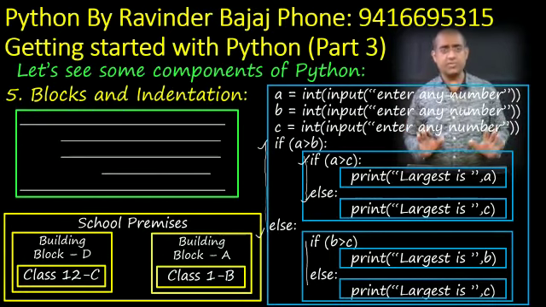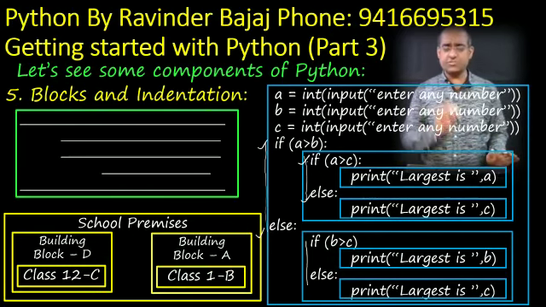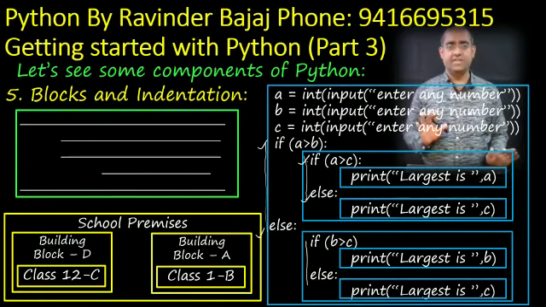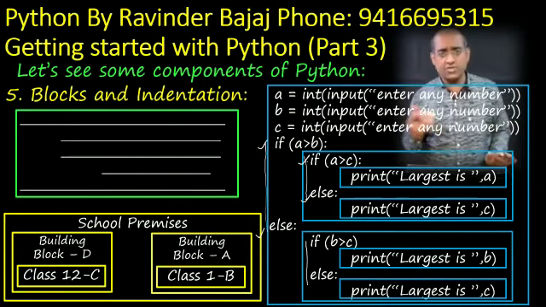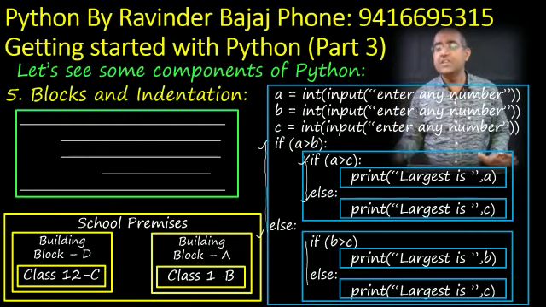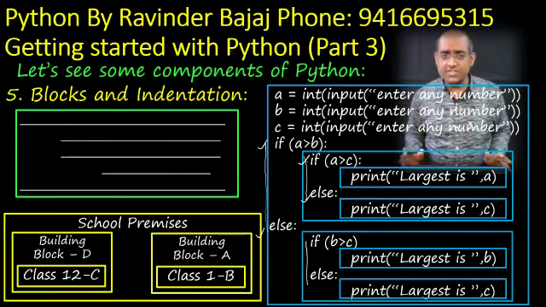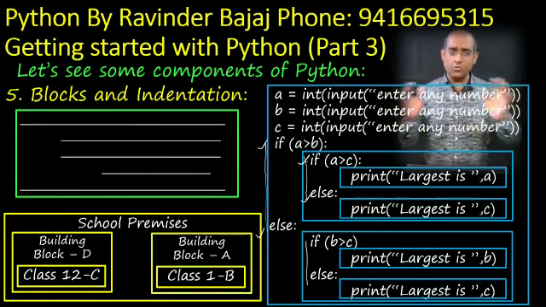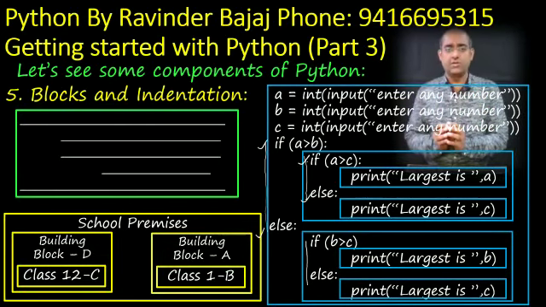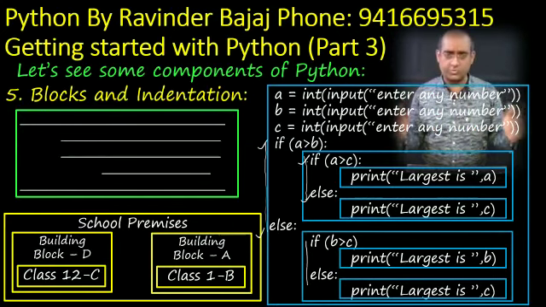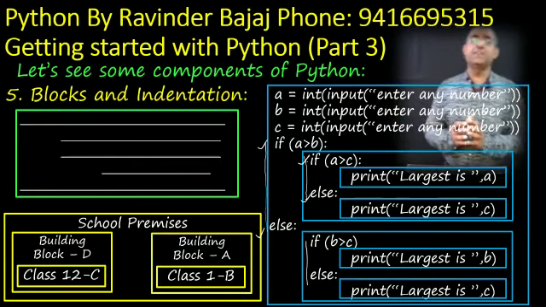From here you can say that if a student is sitting in 12C, it means the student is inside the school premises and inside building block D. But if a student is inside the school premises, can you say that he is in 12C? So the outer block includes the inner block, and the inner block includes the sub inner block. If something is inside the inner block, we will say it is in the outer block also. But if something is in the outer block, we will not say that it is in the inner block also.